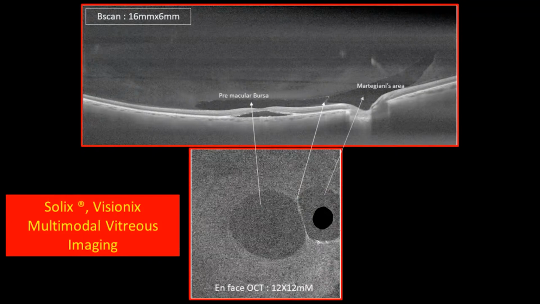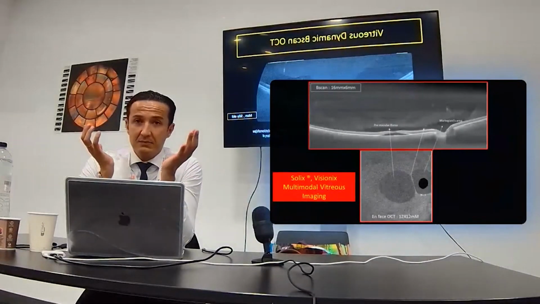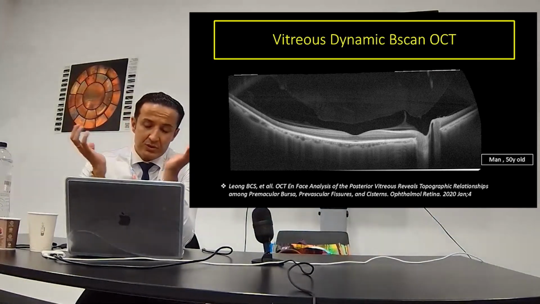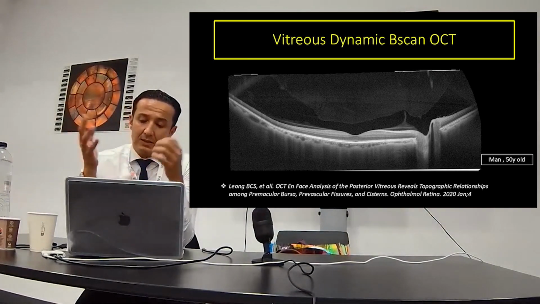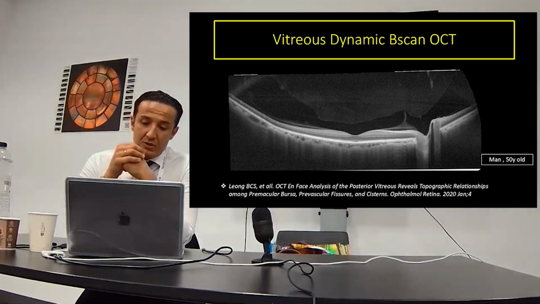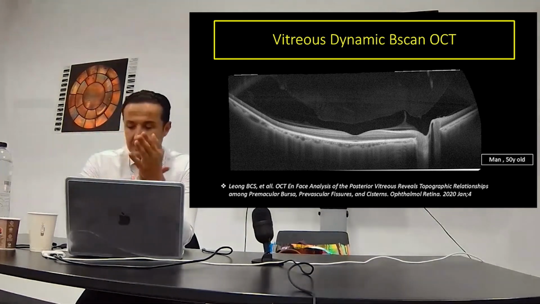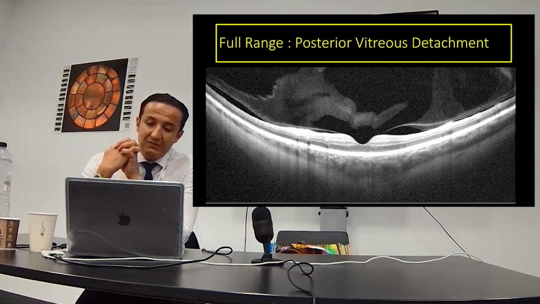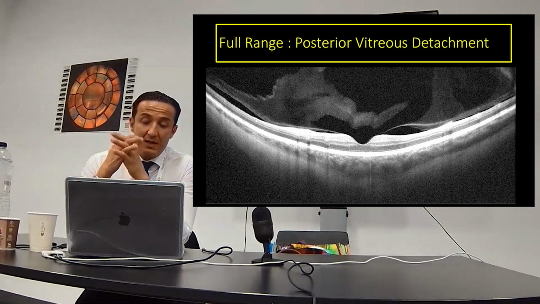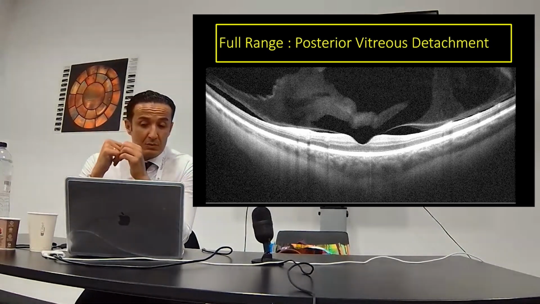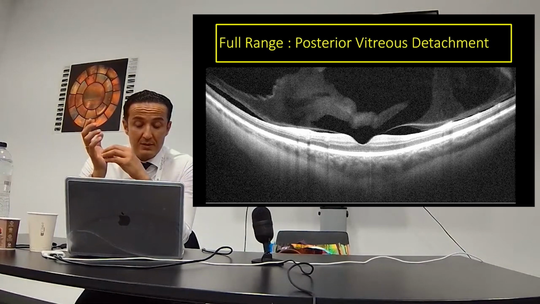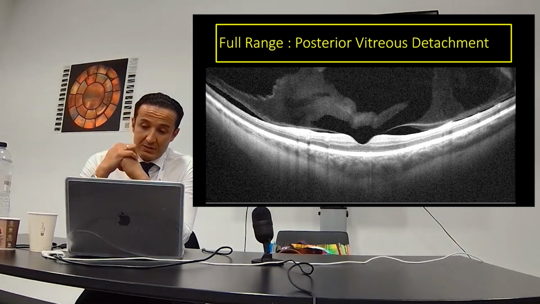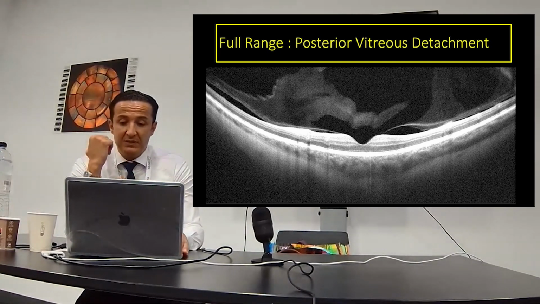It's always difficult to analyze a dynamic tissue with a static approach. That's why I try to give some dynamic approach with several consecutive scans. Look here, you can see the connection between premacular bursa and Martigny area. And with the PVD, you can also identify the connection with the posterior vitreal cortex and premacular bursa in case of vitreous liquefaction and PVD.